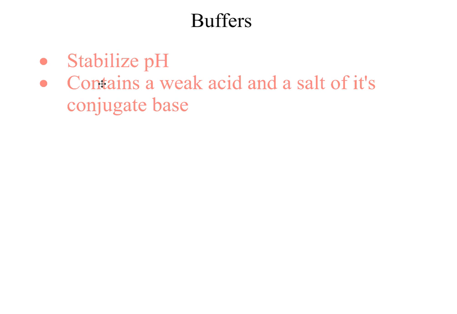The method that's used to maintain pH is something called a buffer. So there's two key things to buffers. One is that buffers are going to stabilize the pH, right? So it's going to help maintain that ratio of hydrogen ion to hydroxide ion. And the way that we do that is that a buffer is going to contain two components, a weak acid and a salt of its conjugate base.